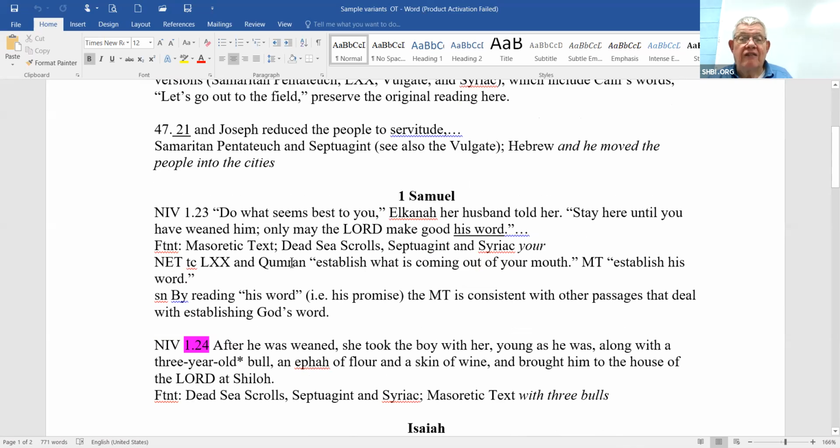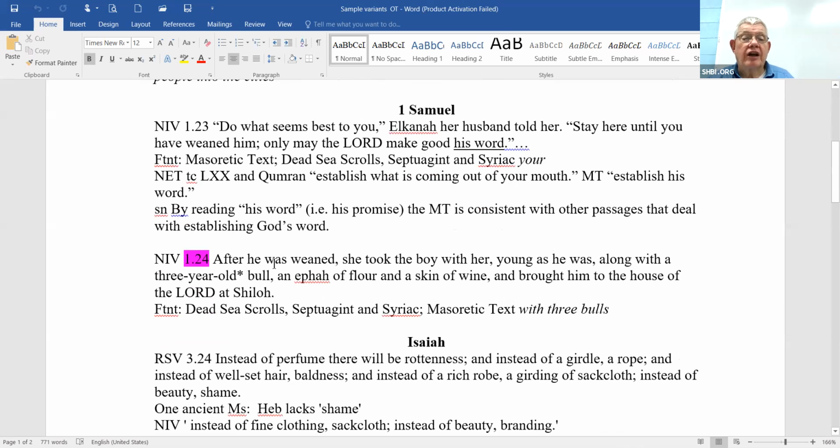Another very interesting one, and this comes to light because of Qumran, the Dead Sea Scrolls. In the story of Samuel, after Samuel was weaned, his mother took the boy with her, young as he was, along with a 3-year-old bull. That's what the NIV reads. And then they tell you this is found in the Dead Sea Scrolls, the Greek Septuagint, and the Syriac. The Masoretic text, the Hebrew text, says she took 3 bulls, not a 3-year-old bull.